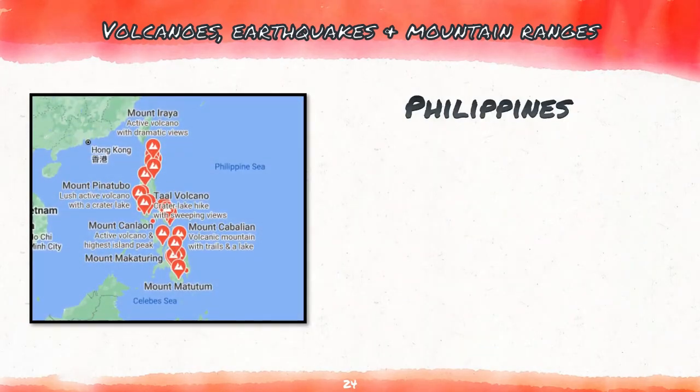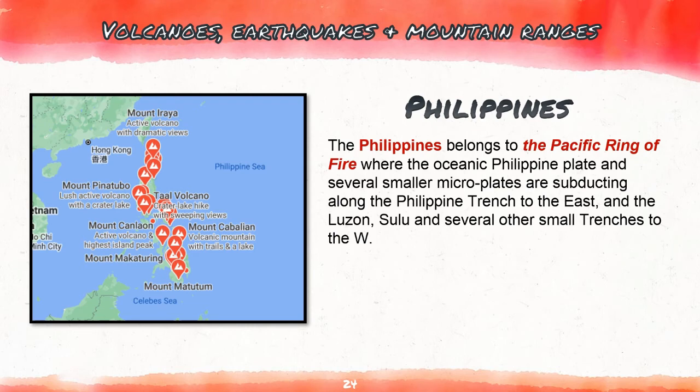Now, if we look at the Philippine map, we can say that the Philippines belongs to the Pacific Ring of Fire, where the oceanic Philippine Plate and several smaller microplates are subducting along the Philippine Trench to the east, and Luzon, Sulu, and several other small trenches to the west. The tectonic setting of the Philippines is said to be complex.